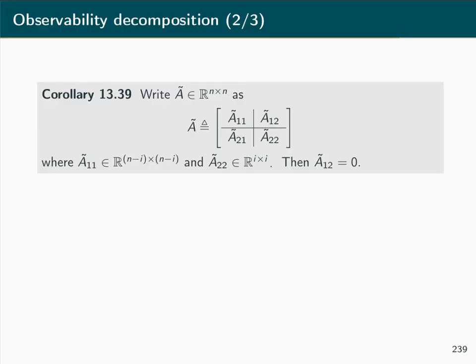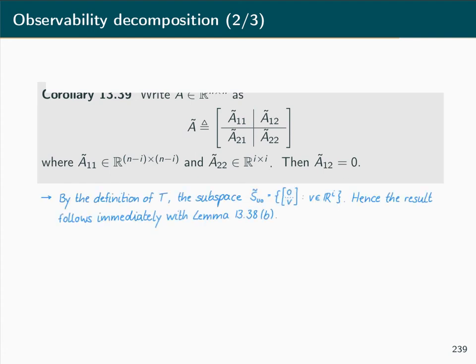In corollary 13.39, we now partition the matrix A tilde into 4 blocks, where the block A tilde 1 1 is an n minus I by n minus I matrix, and A tilde 2 2 is an I by I matrix. And the remaining 2 blocks, A tilde 1 2 and A tilde 2 1, have of course appropriate dimensions. Then the block A tilde 1 2 is equal to 0.